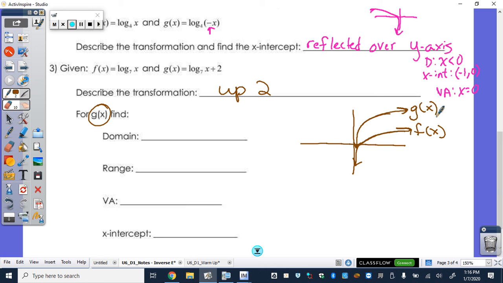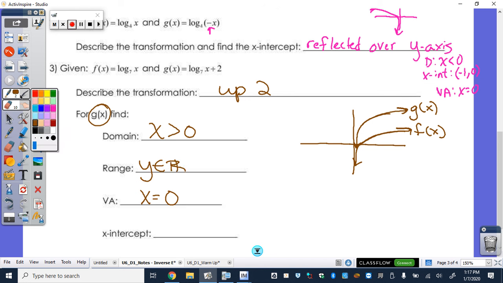Would our domain end up changing if I just move it up? No. Domain would still be greater than 0. Vertical asymptote would also still be at 0. Would the range change? No. X-intercept? Yes, that would change. It would be kind of hard to find on the calculator. There is a way of doing it.